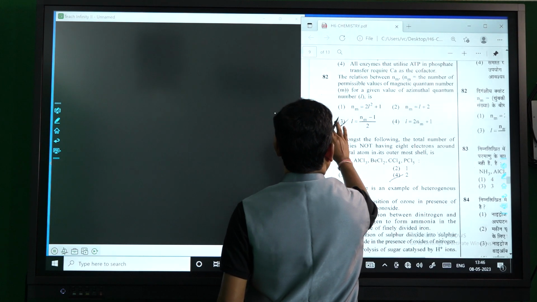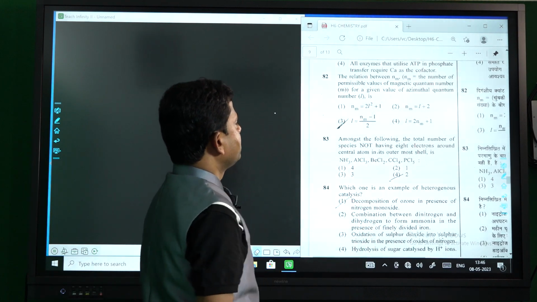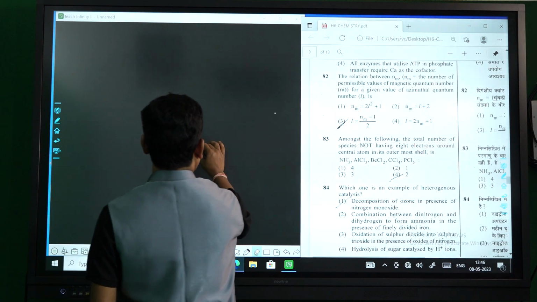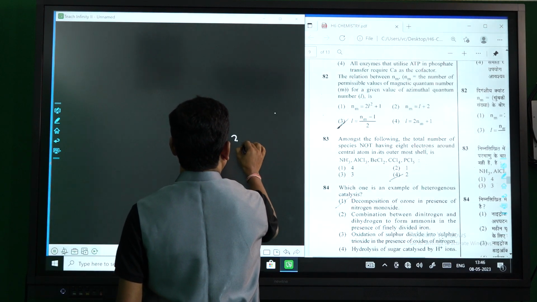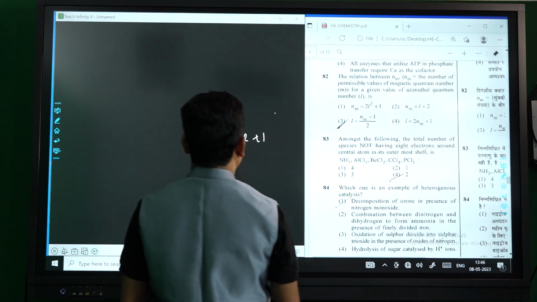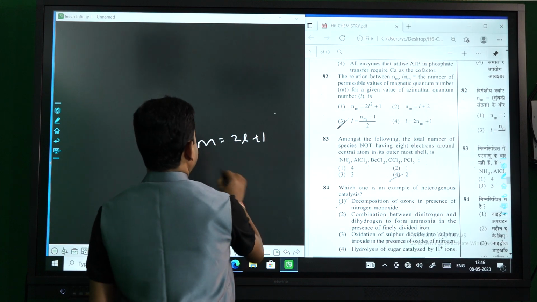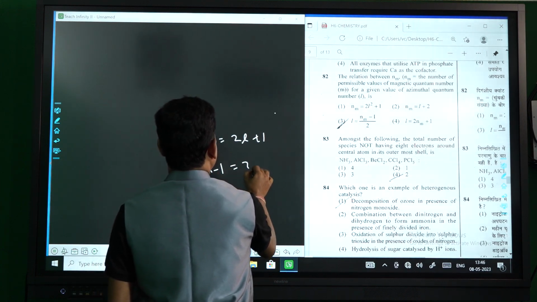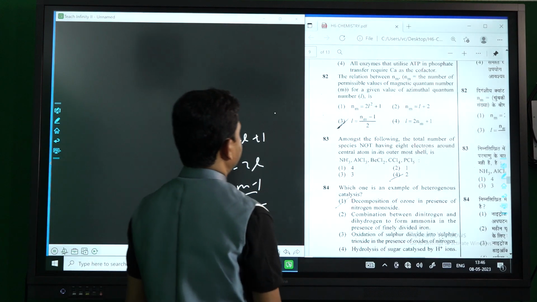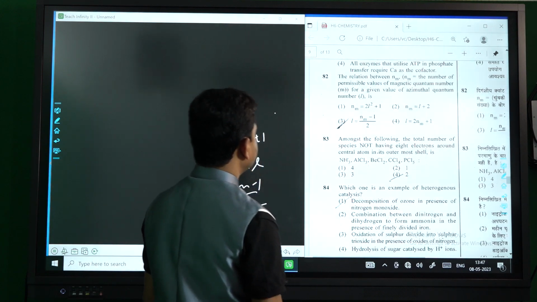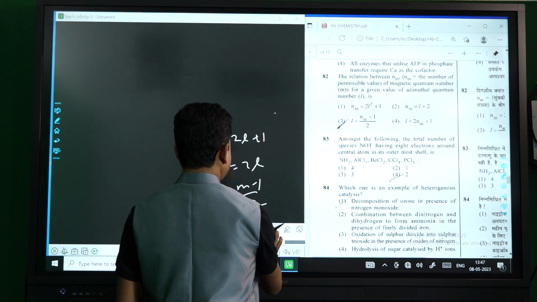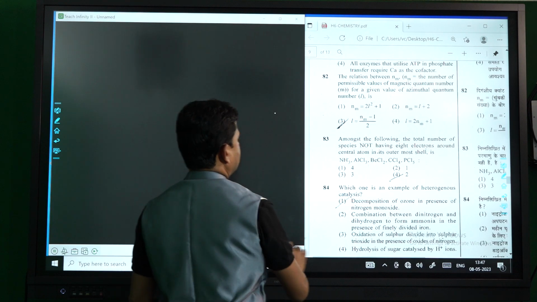So come to question number 82. In that question, magnetic quantum number and azimuthal quantum number are related as m equal to 2l plus 1. So m minus 1 equal to 2l and l equal to m minus 1 by 2. So my point of view, option 3 is correct. This question comes from atomic structure, quantum number.